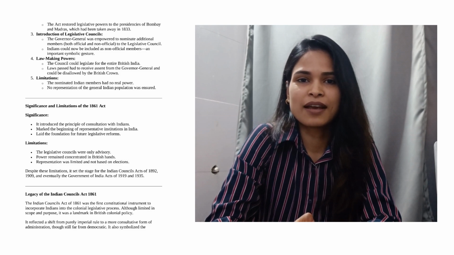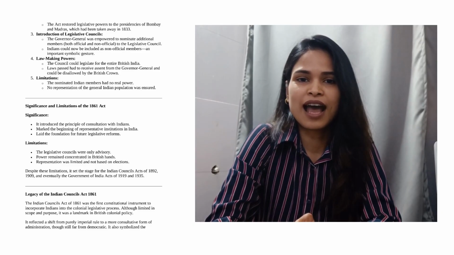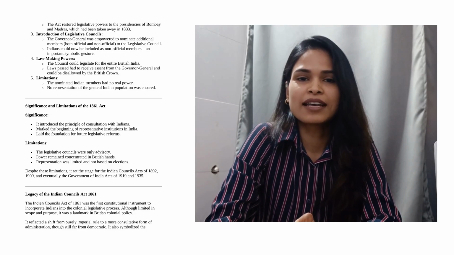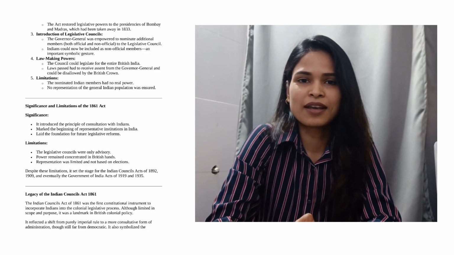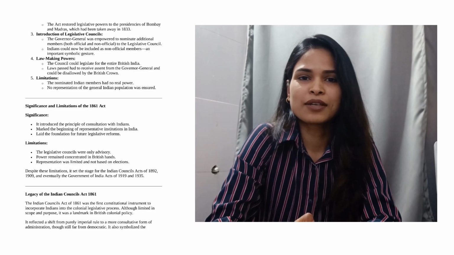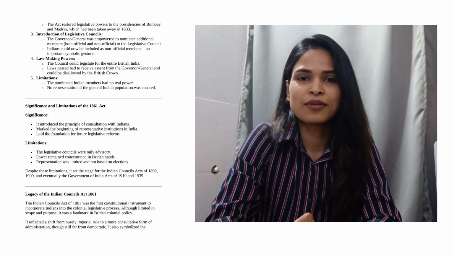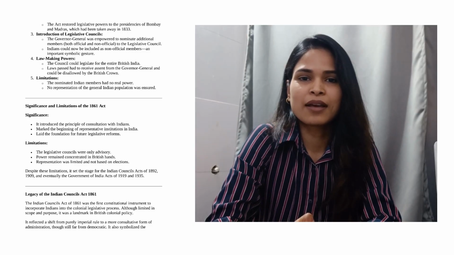Lawmaking powers. The Council could legislate for the entire British India. Laws passed had to receive assent from the Governor-General and could be disallowed by the British Crown. Limitations. The nominated Indian members had no real power. No representation of the general Indian population was ensured. Significance and limitations of the 1861 Act. Significance. It introduced the principle of consultation with Indians, marked the beginning of representative institutions in India, laid the foundation for future legislative reforms. Limitations.